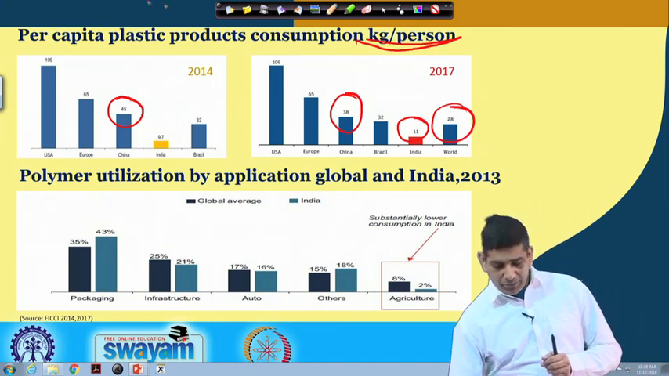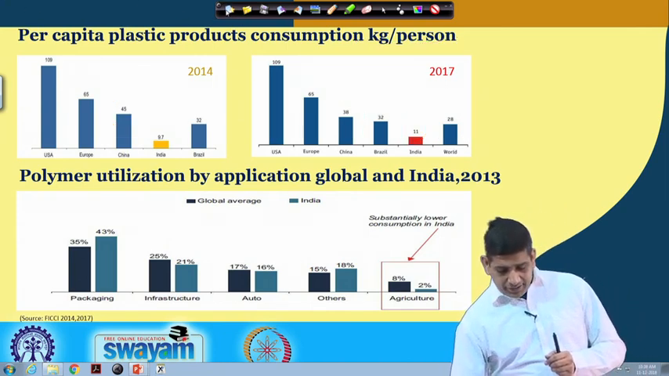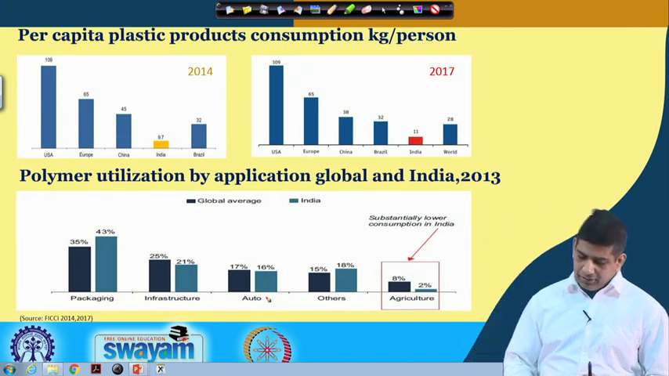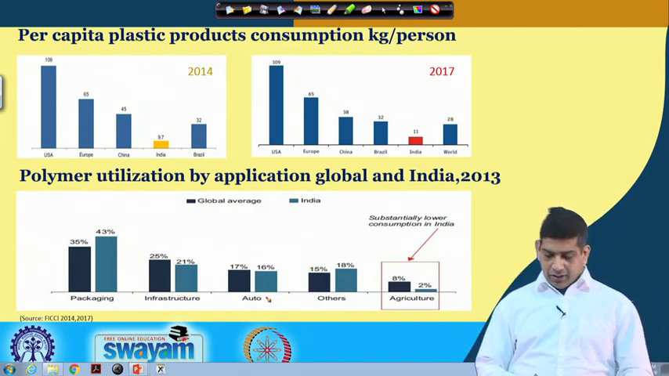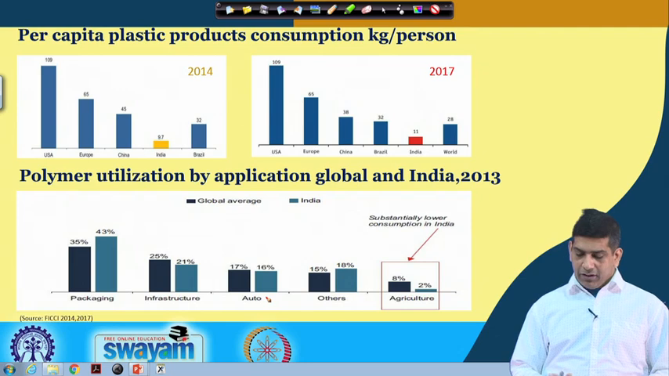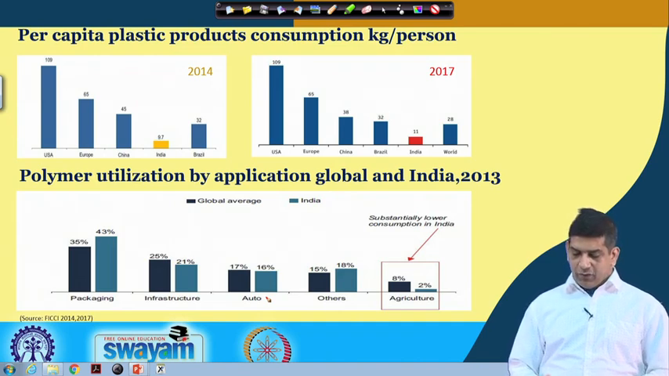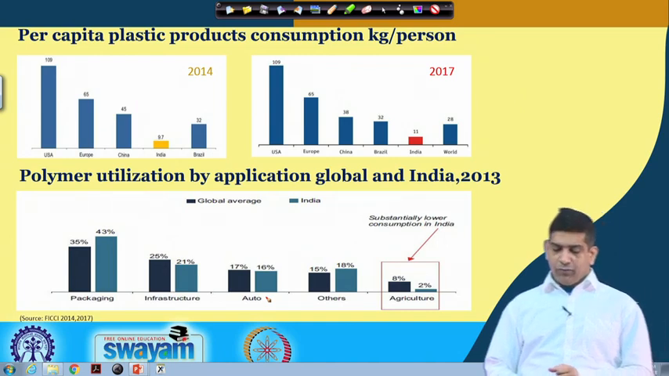So 1 Earth will not be enough. At the bottom, what you see is the data from FICCI, where we have the global average and the Indian average. The global average for packaging is around 35%, and in India we have 43%. Then infrastructure, we are using less compared to the global average.